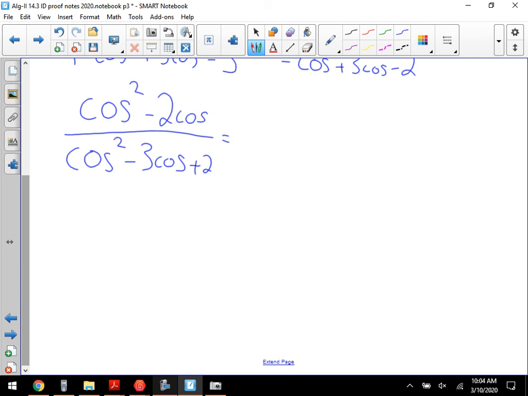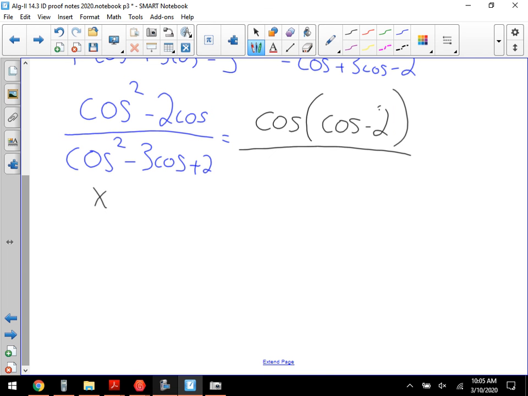What's your first rule of factoring? Starts with G, C, and F. So what does the numerator have in common? Cosine. So factor out a cosine. We have cosine times cosine minus 2.